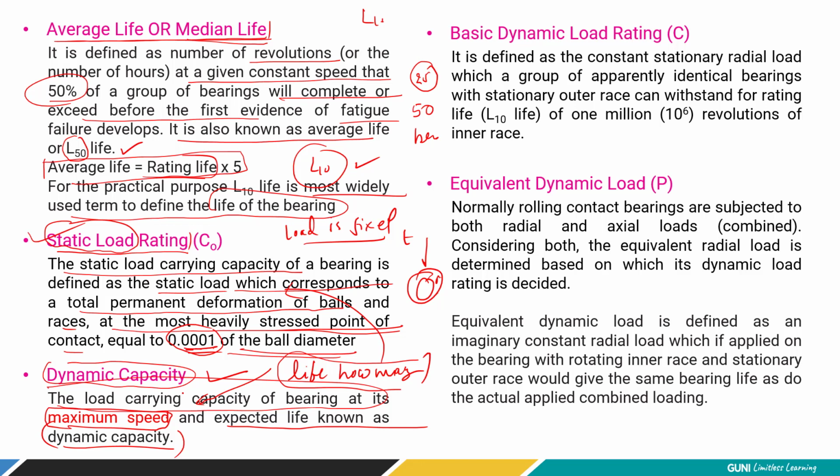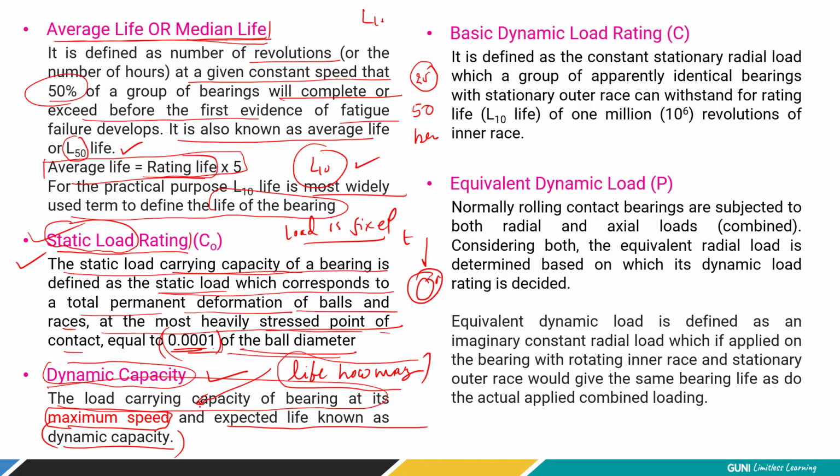Right. So at stationary condition, when it is not in motion, that rating is referred to as static load. It is defined like this: the load carrying capacity of a bearing is defined as the static load which corresponds to the total permanent deformation of balls on the race at the most heavily stressed point of contact equal to .001. Right. If it is more than that, it is crossing the limit, it is failing, right? So deformation should be equal to this percentage of the ball diameter. So whatever load you are able to apply safely at that condition is called static load.